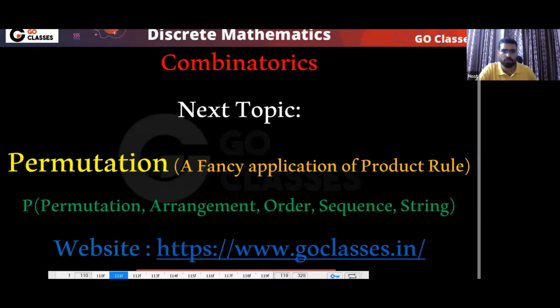Now let's solve. So now first we will see what is a permutation. You can read what is a permutation. Permutation is nothing but a fancy application of product rule.